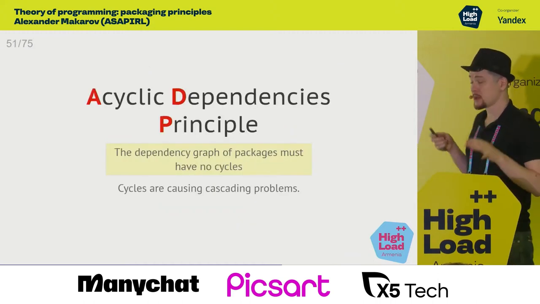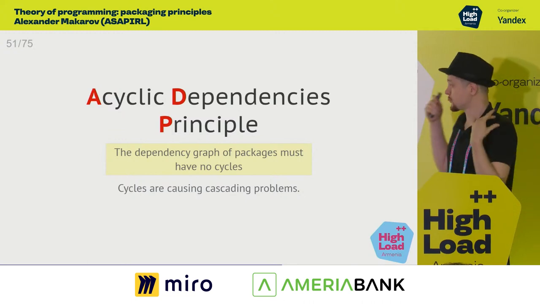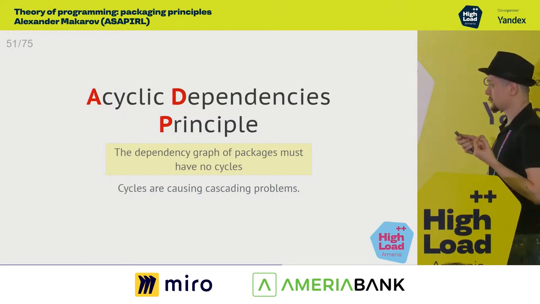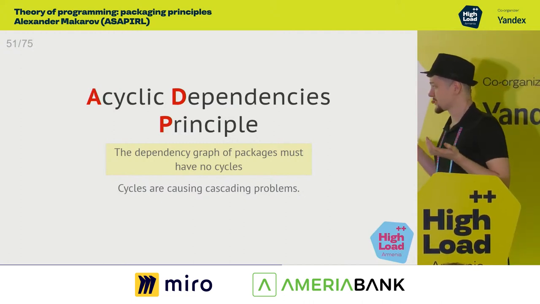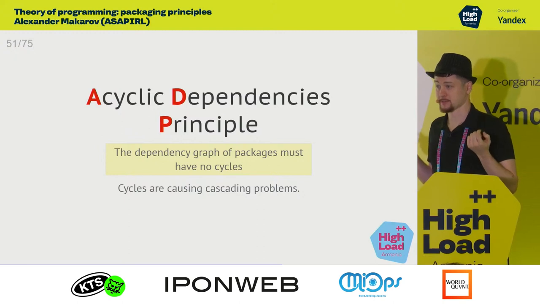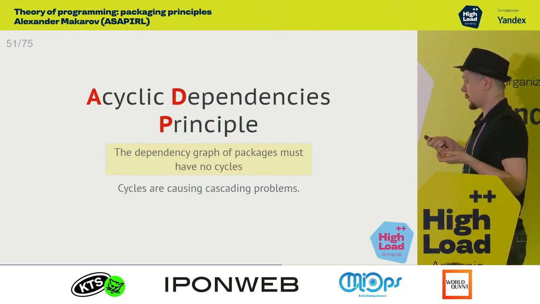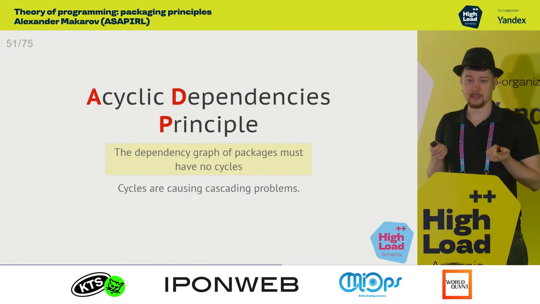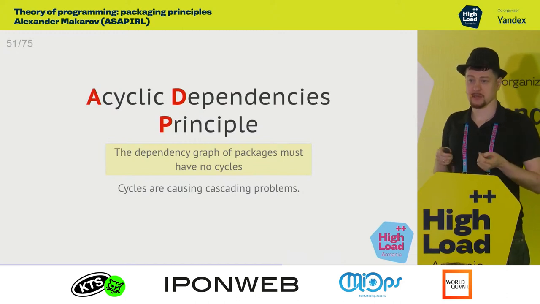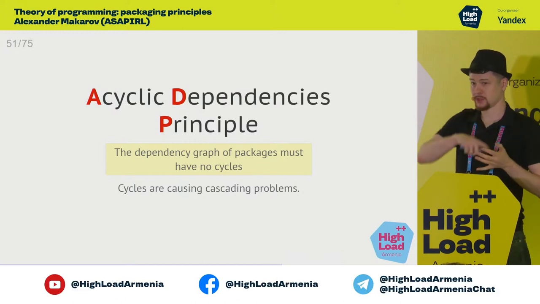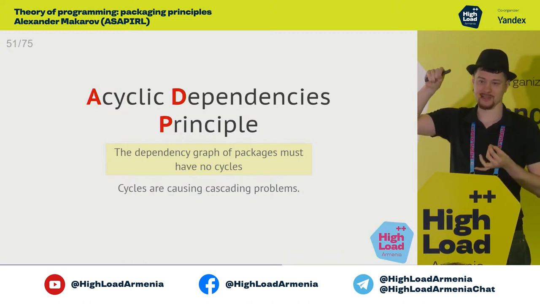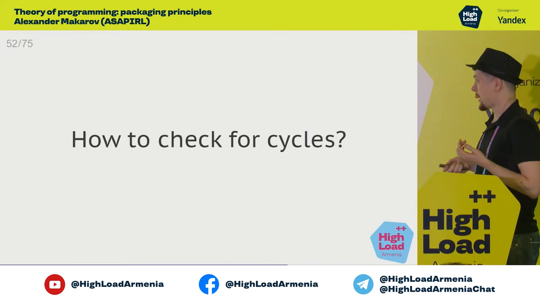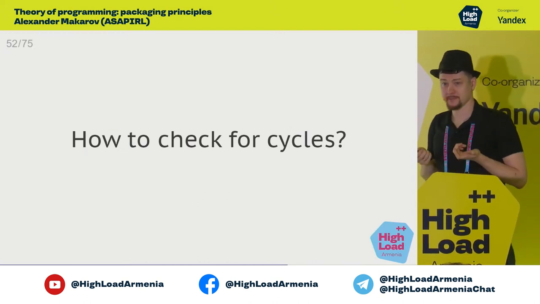Okay, so we're going to the principles of package usage, and the first one is the acyclic dependencies principle. The dependency graph of packages must have no cycles. Cycles are bad, right? The cycles are causing cascading problems. So if there is a problem in one package, it goes on and on, and it causes problems in the same package again.